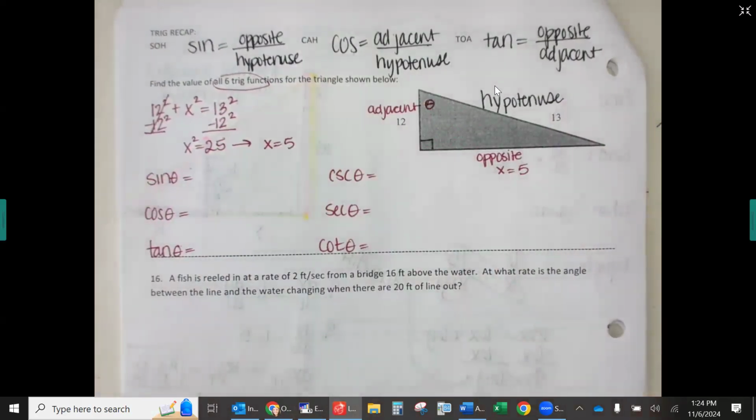Which means that the missing side is 5. From here, the ratios that you have up at the top allow you to find the values of sine, cosine, and tangent without actually knowing how big the angle is. I don't know how many degrees are in theta, but whatever theta is, sine will equal the opposite divided by the hypotenuse. Opposite would be 5, hypotenuse would be 13.